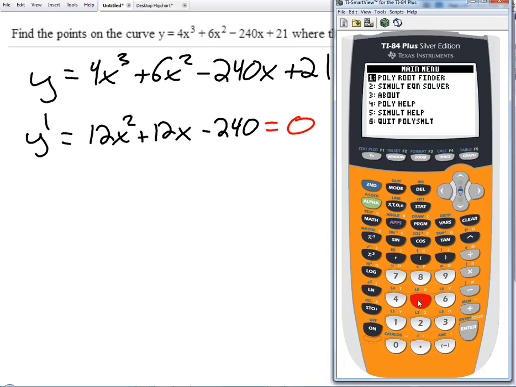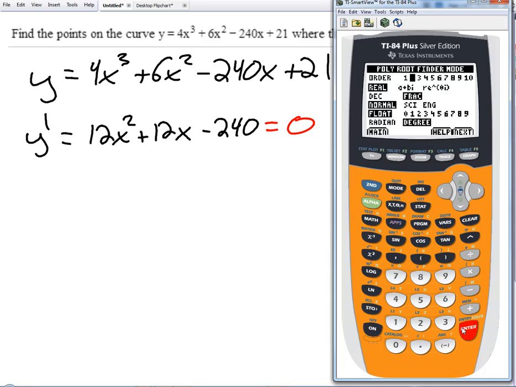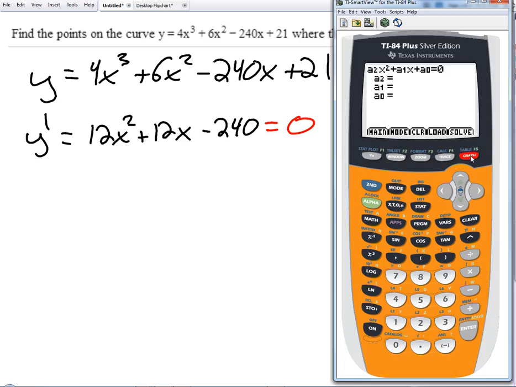Okay, so I want poly root finder. And what's the order? 2, right? That's the highest degree. The highest power is the order of the polynomial. So it's 2, real, everything looks good. Next, a sub 2, 12.